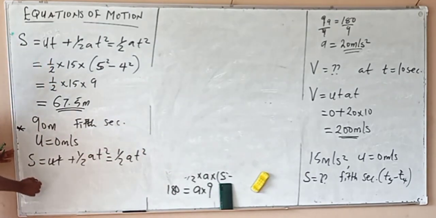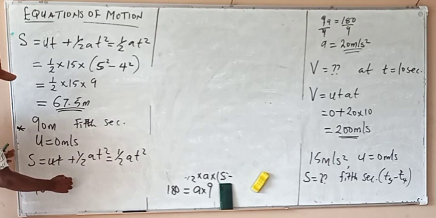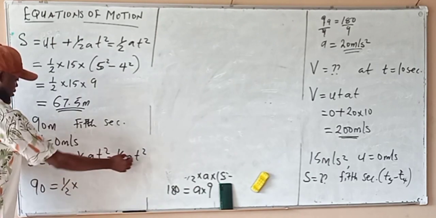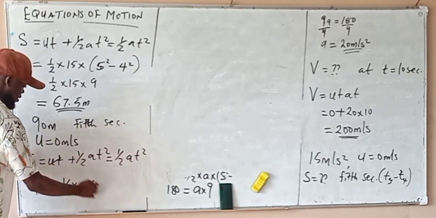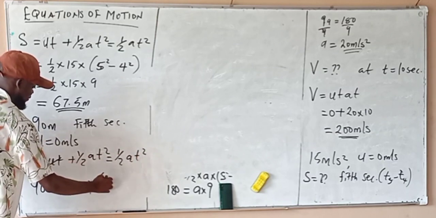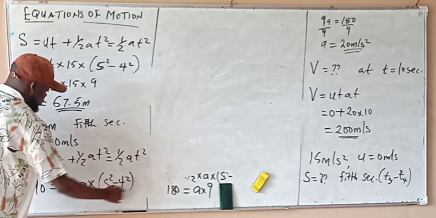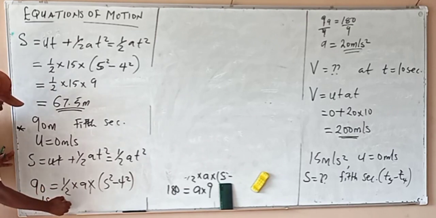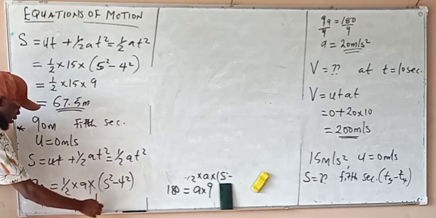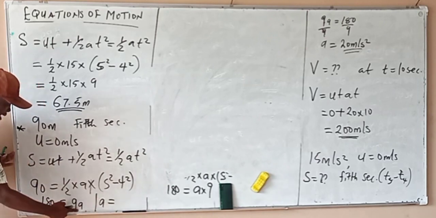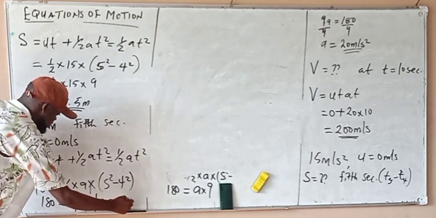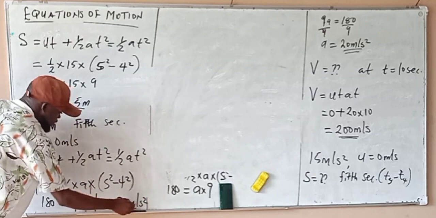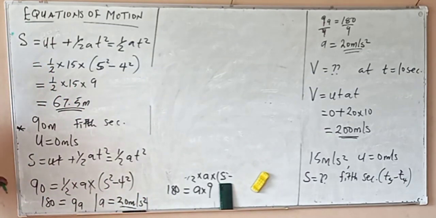So our s is 90, and we have half times a times, for the 5th second, 5 squared minus 4 squared. Let me just do this again. 180 is equal to 9a. Then a is equal to, dividing both sides by 9, 20 meters per second squared. We solve this question exactly like this.